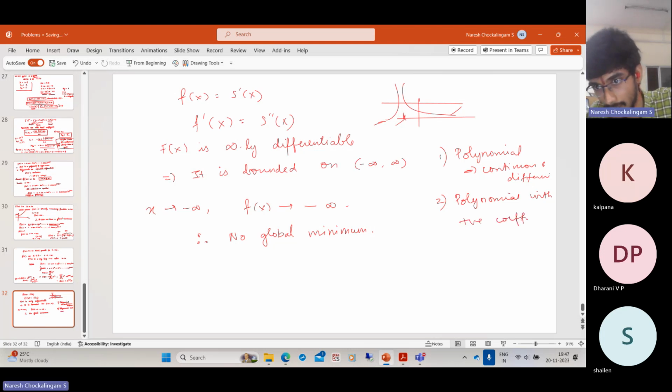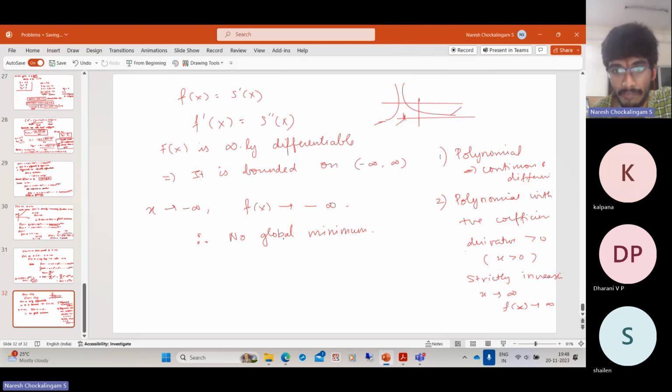And we saw that since it is a polynomial with positive coefficients, the derivative is greater than 0 whenever x is greater than 0. So since the derivative is always positive, it is strictly increasing. And since it is strictly increasing, as x tends to infinity, f of x tends to infinity as well. Therefore, there is no global maximum.